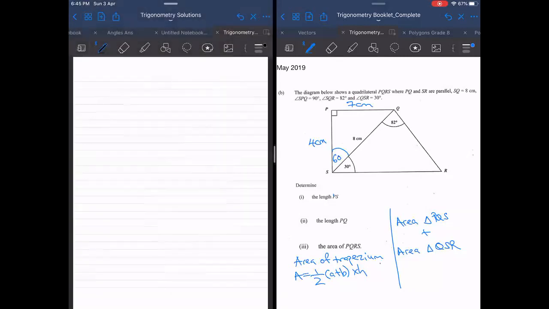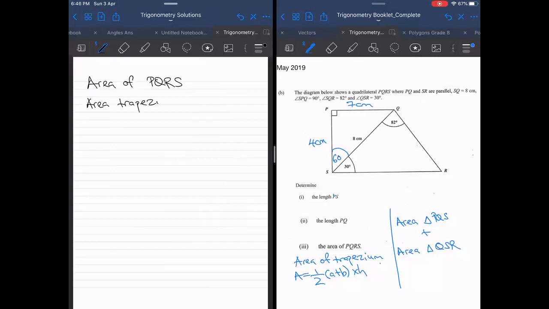So the next part now, as I said, is the area of PQRS. Right, so I'm going to do it both ways. The first thing is, let's use the area of the trapezium, because I think we'd have almost everything. So let's go with the area of the trapezium.